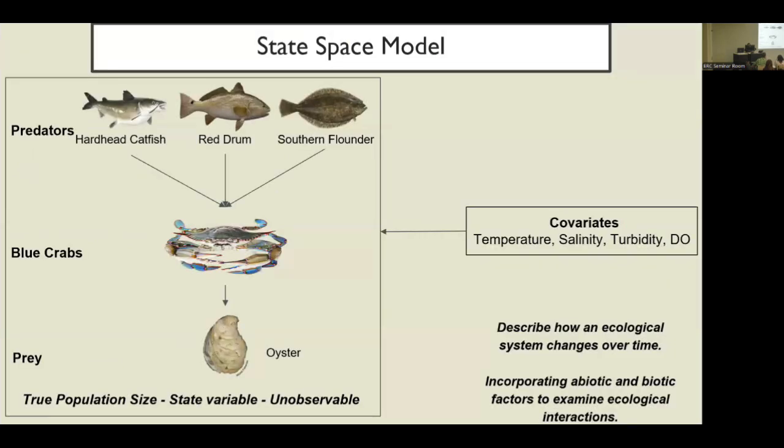So we use the state space model to track population dynamics. The true population size of blue crab at any given time cannot be directly observed. So we could say it's a hidden state variable, and sampling data was just the observation, and it doesn't reflect the real population.